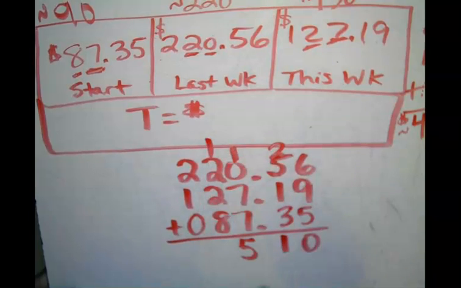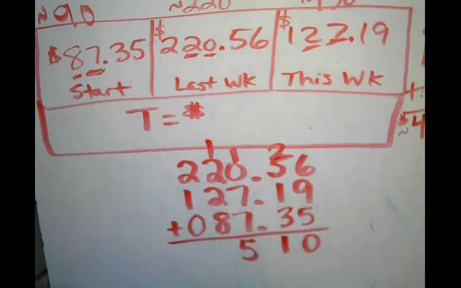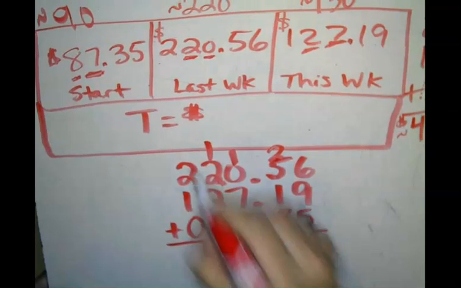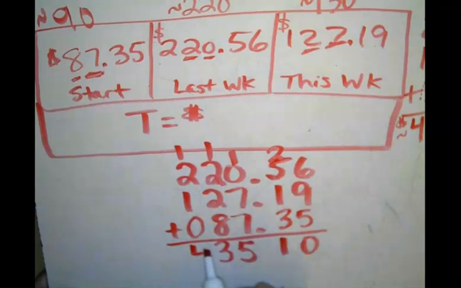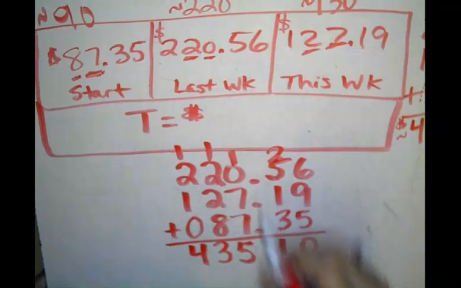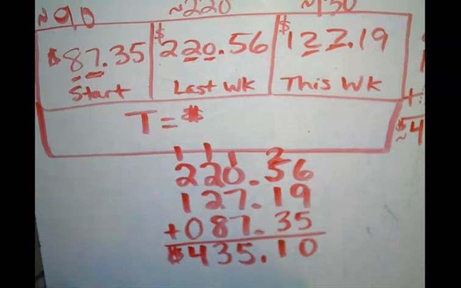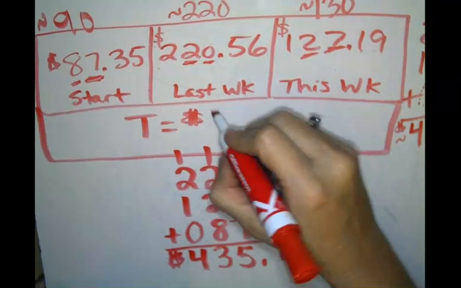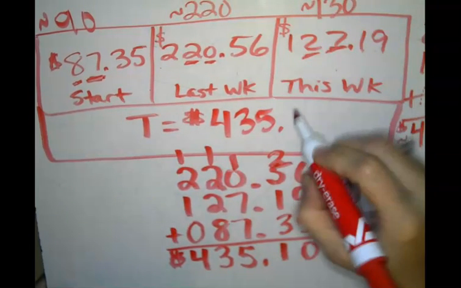Got to regroup again. 1 plus 2 plus 2, well, that's 5. 5 plus 8 is 13. Carry that 1. 1 plus 2 is 3, and 3 plus 1 is 4, and 4 plus 0 is still 4. Drop down your decimal. Okay, so it looks like the total amount in his bank account right now is $435.10.